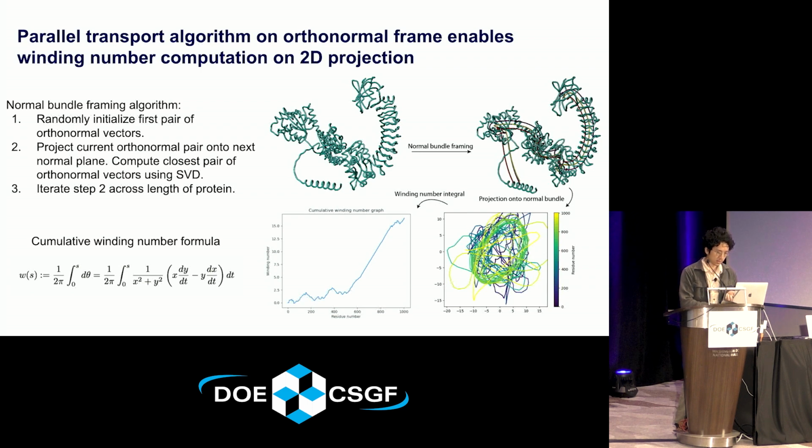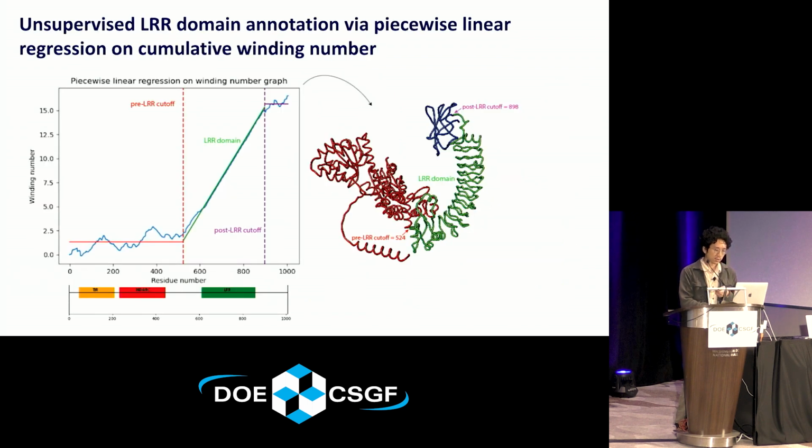So now that you have the cumulative winding number, how do you extract the linearly sloped region? We do this by running a piecewise linear regression with discontinuous breakpoints. And you can think of this function as being like a clipped ReLU function, allowing for discontinuities at the breakpoints. And the regression finds the breakpoints, which minimizes the sum of squares loss function.